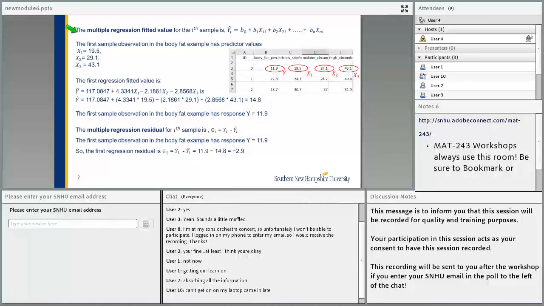So now how to find the residuals? The multiple regression fitted value for the ith sample is y hat i equals b0 plus b1 x1i plus b2 x2i, and so on up to bn xni. When I say ith sample, it just means that it can be any number. For the first set of values, i will be 1, so it will be y1. For the second set of values, it will be y2, and so on. So in general, we just say for the ith sample.